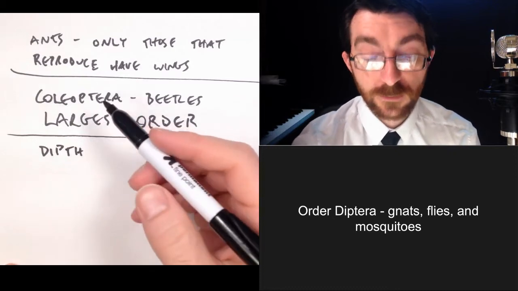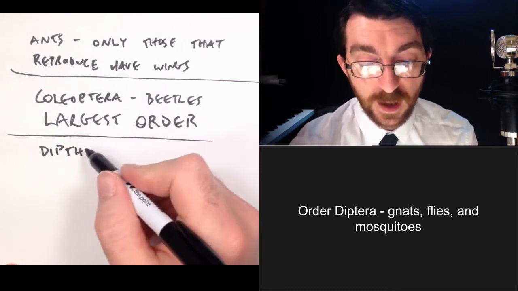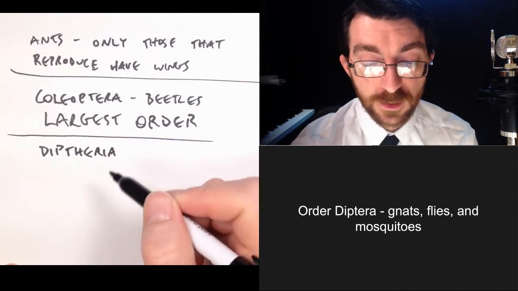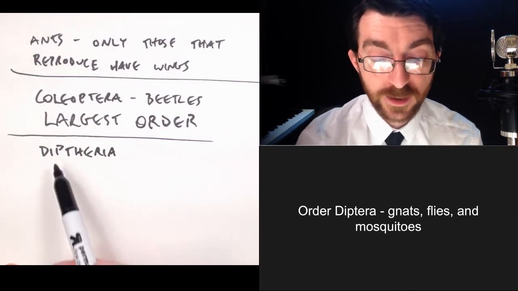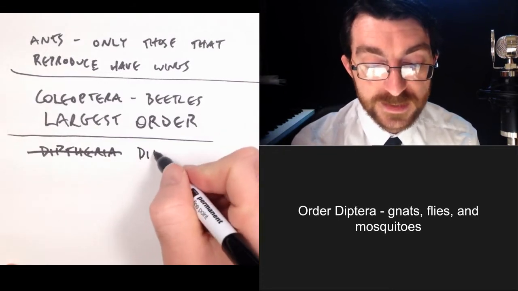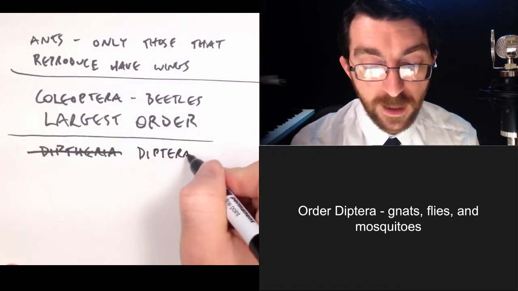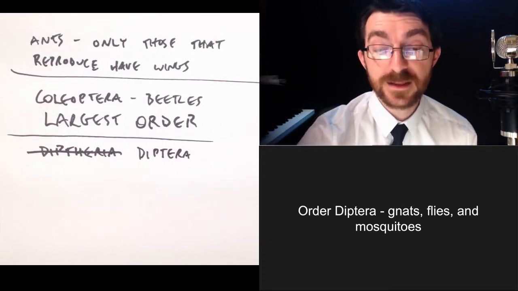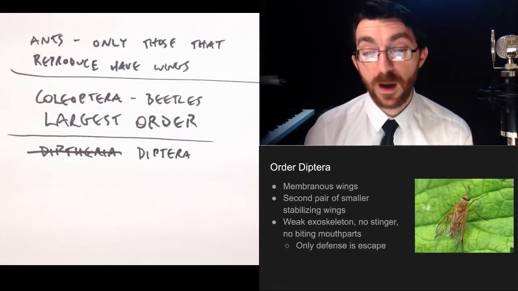Oops. So, I had a little Freudian slip here. Have you ever heard of a disease called diphtheria? You should notice the similarity, but I wasn't trying to write that, so let me cross that out. We're looking at Diptera, and that is the order of flies. It also includes gnats and mosquitoes.